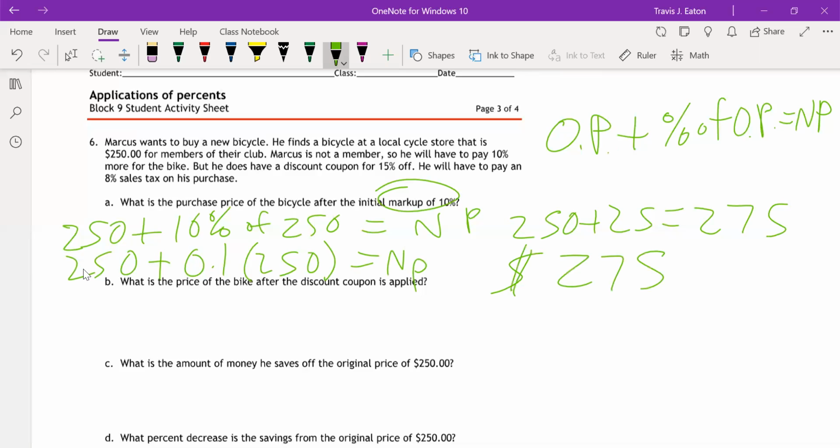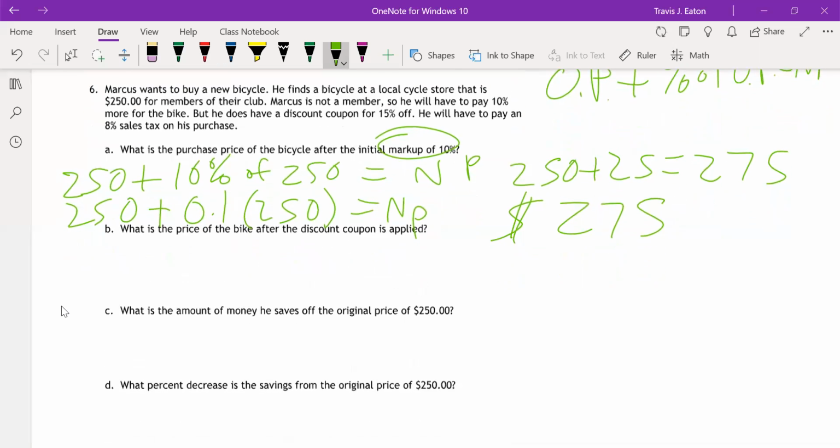And now that takes us to the next question. What is the price of the bike after the discount coupon is applied? Oh, so now we've got a discount. So 275 now becomes our new original price. Now I might just abbreviate the process just a bit. We know that this is a discount, so that's subtracting 15% of 275. And we already know that that's going to be 0.15 multiplied by 275, because we know how to convert percents to decimals. And that's going to equal the new price with the discount.